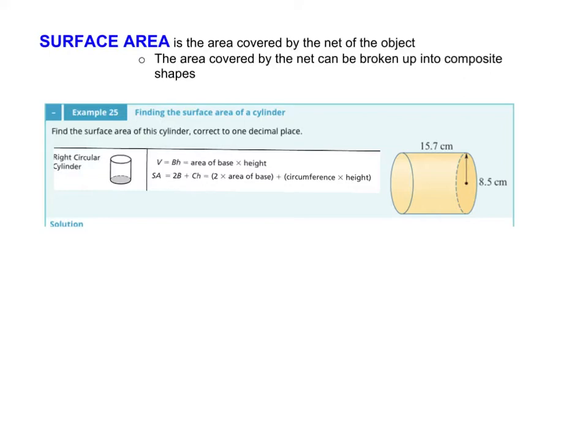Okay, so today we're looking at surface area. It's the area covered by a 3D object, where you're finding the area of all the faces. Often we break them up into pieces, and that's called the net drawing. So say, for example, down here we've got a cylinder.